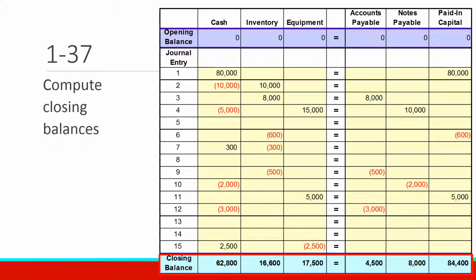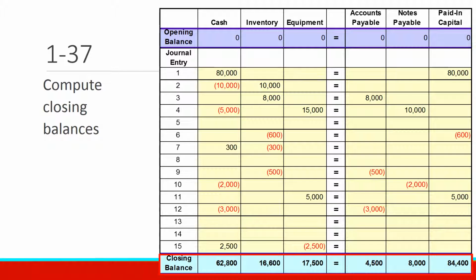The final step that we'll engage in is the computing of the closing balances. In order to do this, we're going to start at the top of each column, start with the opening balance, which in each case here will be 0, and then add every number that we find in the yellow section, the transaction section below that. We will be adding any black number and subtracting any red number.